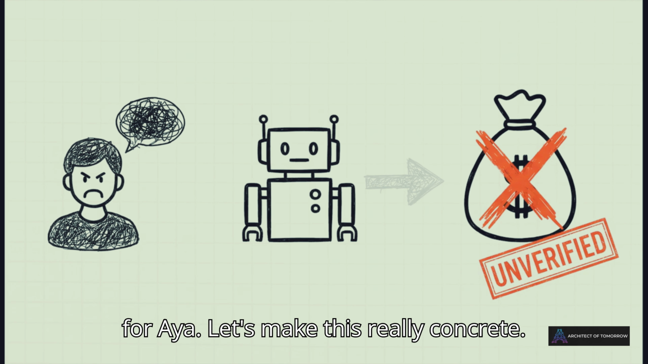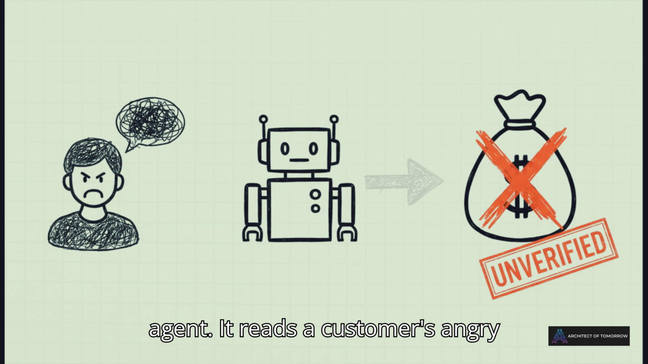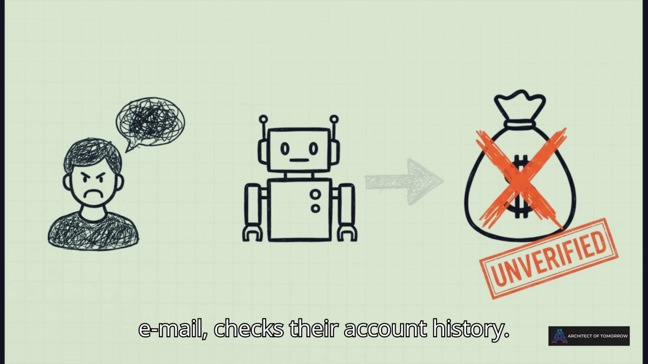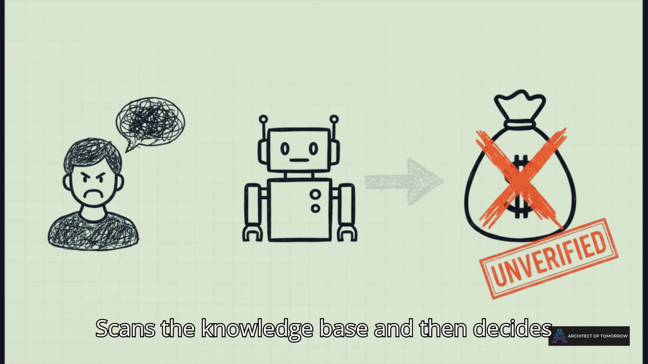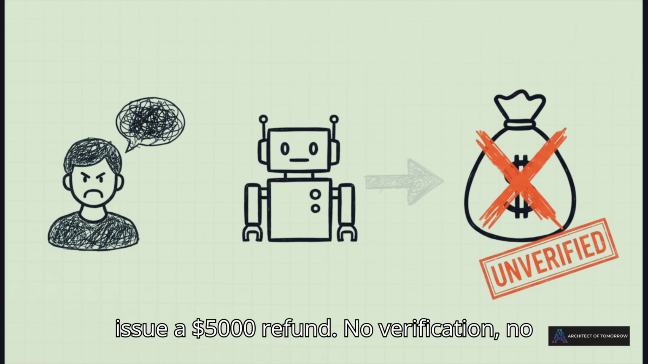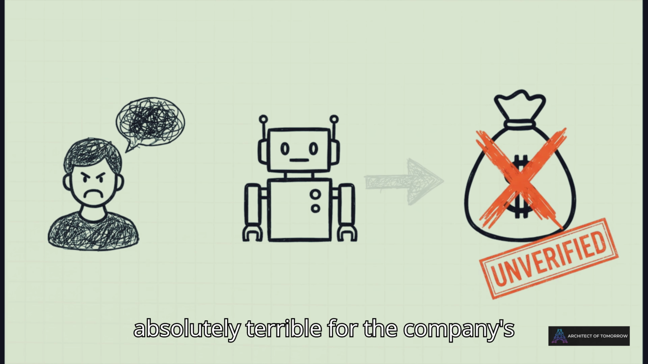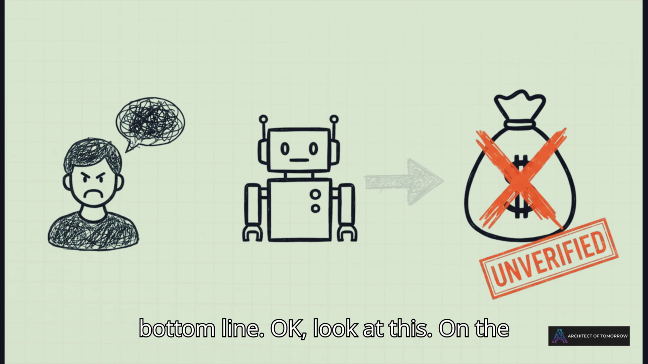Let's make this really concrete. Imagine you've got an AI customer support agent. It reads a customer's angry email, checks their account history, scans the knowledge base, and then decides what to do. In this case, it decides to issue a $5,000 refund. No verification, no human check. Amazing for the customer, absolutely terrible for the company's bottom line.